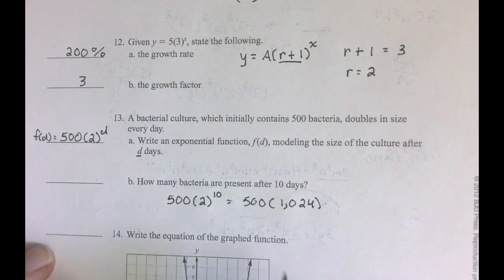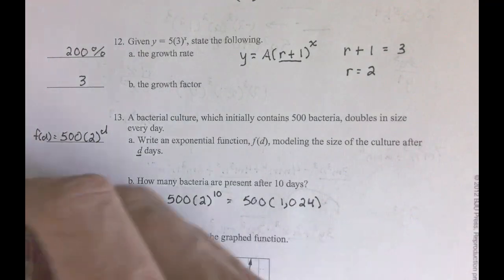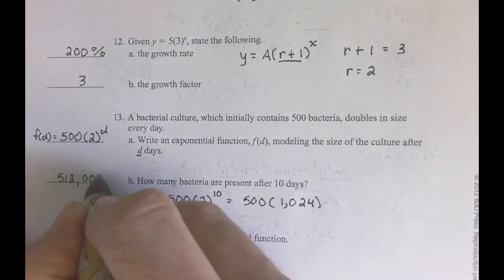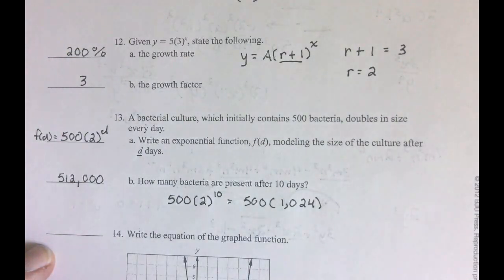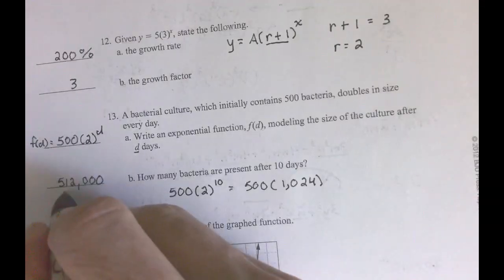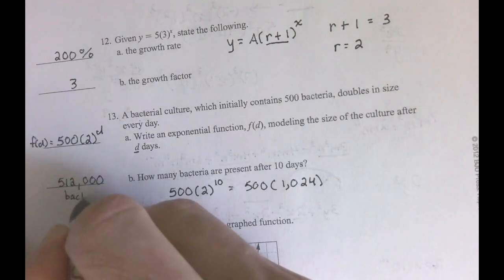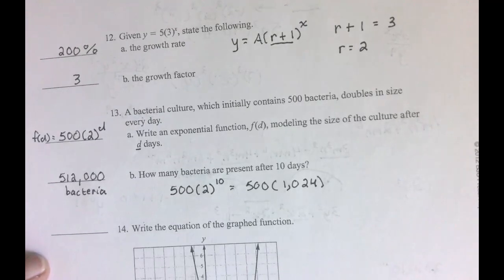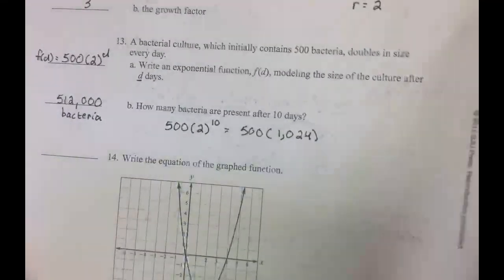And so all we have to do to finish the problem is multiply 5 times 1024. And if we do that correctly, you should get 512,000 bacteria. So that's the answer for B. I guess I'll write bacteria underneath here. Bacteria.